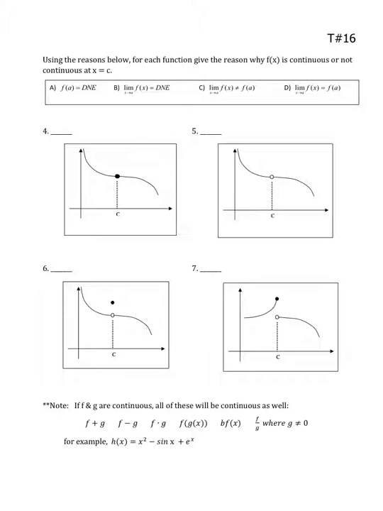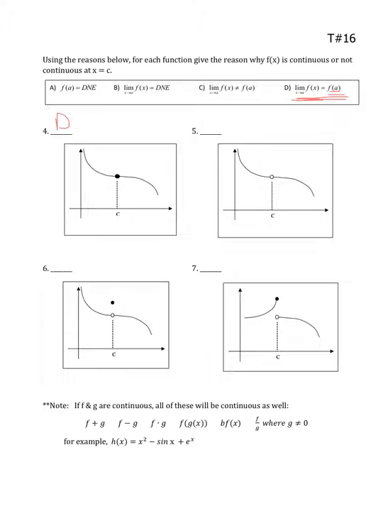All right, number 4. What's wrong with number 4? Nothing. Number 4 is continuous. So which one of the letters is it? Well, here, letter D is the limit. The function exists, the limit exists, and they equal. So that is true if and only if the function is continuous. So that one's going to be D.